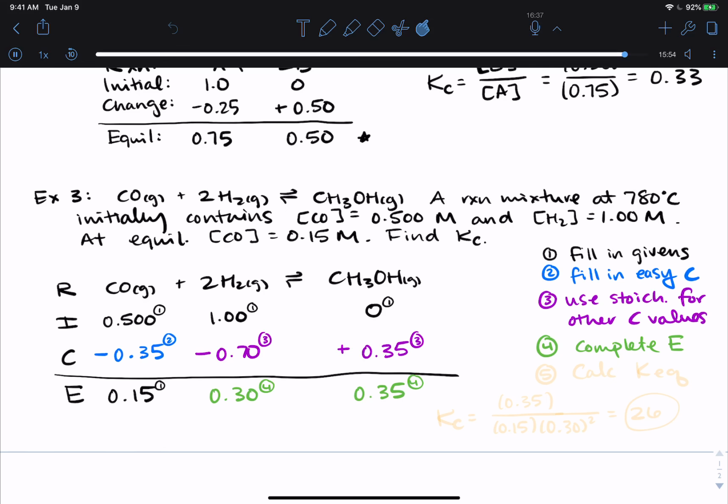All right, last step. Step 5, we have all of our equilibrium concentrations. So last step, calculate KEQ. So our KC, I'm not going to write the expression this time, but you should take some time to practice and make sure you feel good about doing this. 0.35 divided by 0.15 times 0.30 squared. And the equilibrium constant value for this reaction is 26.